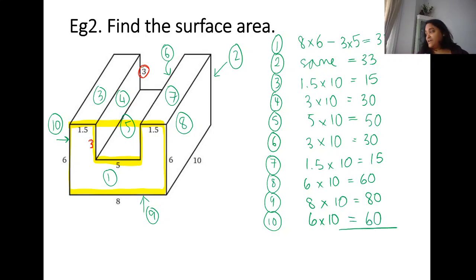And then I just have to add these up. So I'm just going to grab my calculator and add these up. So 33 plus 33 plus 15 plus 30 plus 50 plus 30 plus 15 plus 60 plus 80 plus 60. And my final answer there, 406 centimetres. Well, actually it doesn't say centimetres. I'll just pretend it's centimetres squared. Really, we could call it just square units when we don't know what the unit is, but we'll just say centimetres squared here.